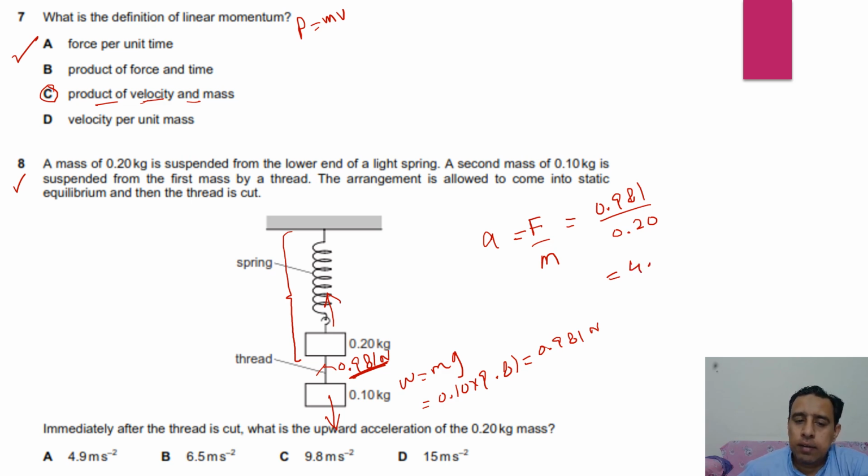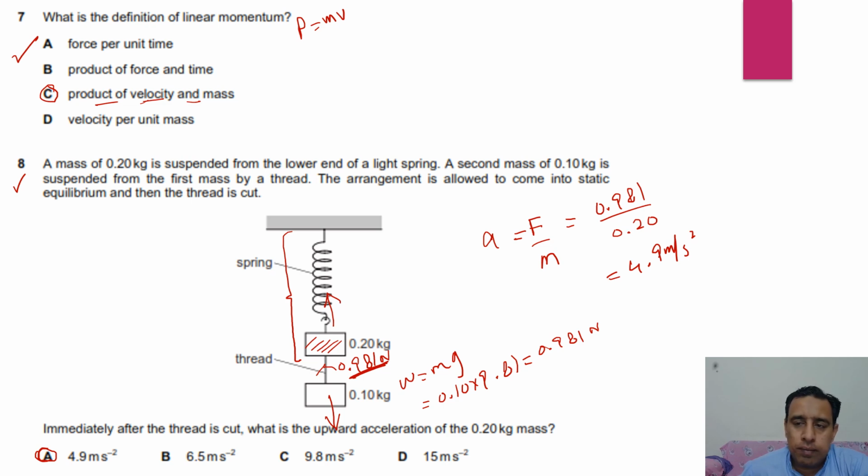So by solving this, the answer is 4.9 meter per second square. So option A is the correct answer. Again, this whole system was in equilibrium. The force acting on this mass, which has to accelerate upward, is equal to the weight of this lower mass. So when this thread is cut, this upper mass will accelerate upward with the acceleration of 4.9.